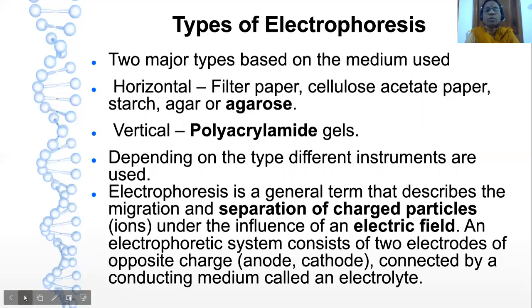Depending on whether we are intending to use a vertical gel electrophoresis or a horizontal gel electrophoresis, the instrumentation varies. I have already defined it for you. An electrophoretic system consists of two electrodes of opposite charge that are connected by a conducting medium called an electrolyte.